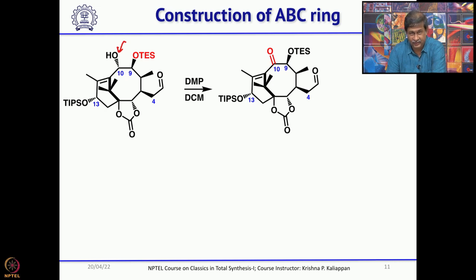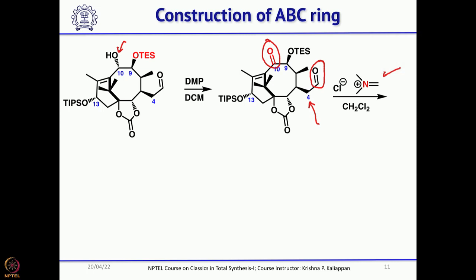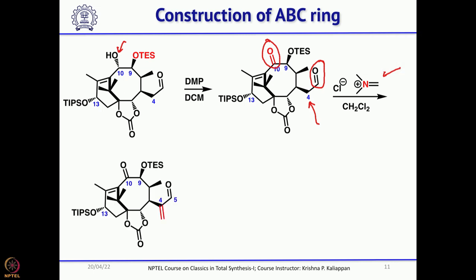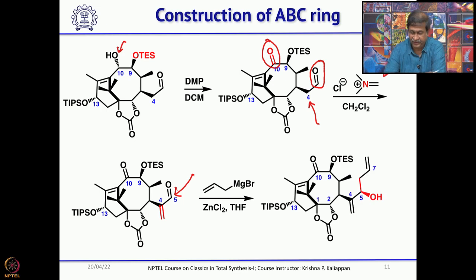If you look at this particular structure, you have two carbonyl groups, one ketone and one aldehyde. As you know, between aldehyde and ketone, the aldehyde is more reactive, and you want to introduce a double bond here, C=CH2. That can be easily achieved by treating with Eschenmoser's salt. This will give directly the exocyclic double bond. Now, if you treat with allyl magnesium bromide with zinc, then the allyl group adds here to get the corresponding homoallylic alcohol.